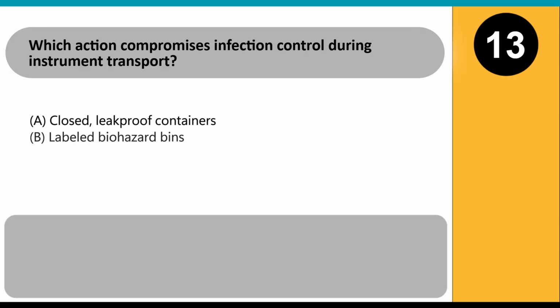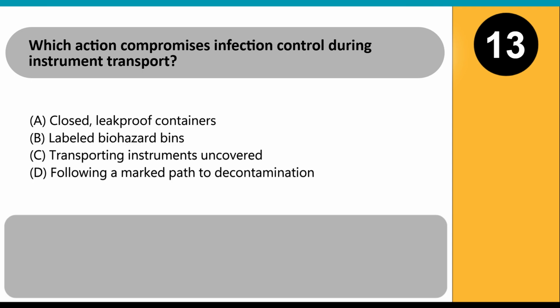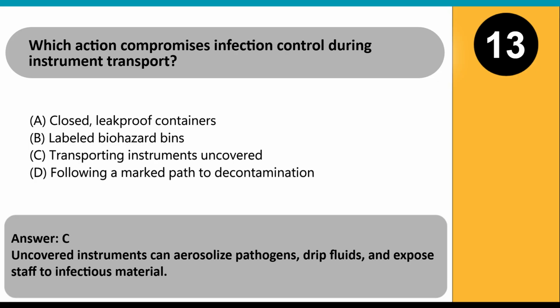Which action compromises infection control during instrument transport? A. Closed, leak-proof containers. B. Labeled biohazard bins. C. Transporting instruments uncovered. D. Following a marked path to decontamination. Answer: C. Uncovered instruments can aerosolize pathogens, drip fluids, and expose staff to infectious material.